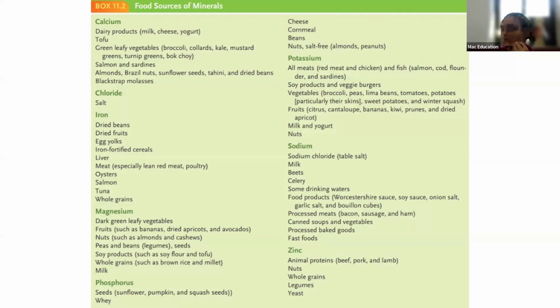Have you searched it? Got it? What is called as collard? Then kale.